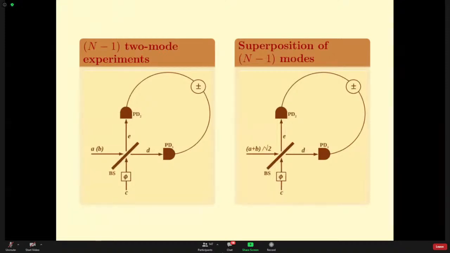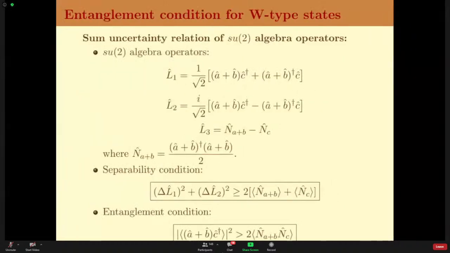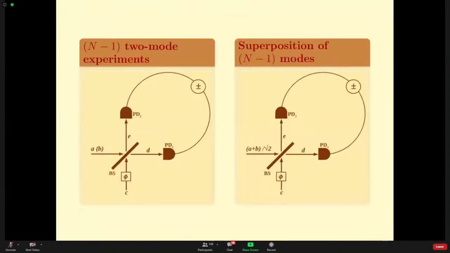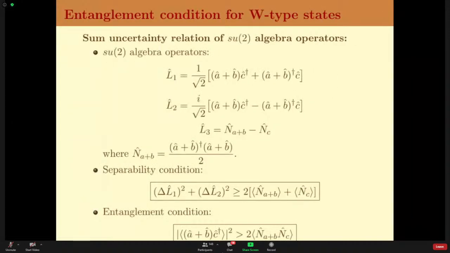So for this input, in one input we have a superposition of A and B, and in the other input we have a mode C, and if we detect the photon number difference at the output, we will get these operators L1 and L2. That is what we have described in our research paper: the entanglement condition for W-type states. By W-type states, I mean the states which are not biseparable and which retain pairwise entanglement. The W state is one such state, and all states belonging to the W class satisfy this definition. In addition, in quantum optics there are other states which also satisfy this condition.